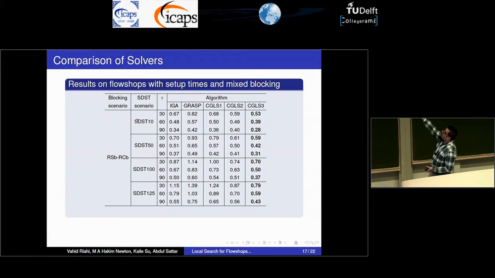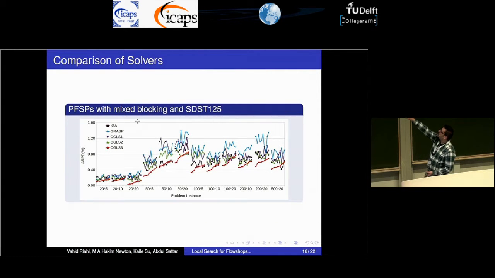In the last row, we have a setup time CDST 125, and a mix of blocking RSP and RCB, when our timeout is pi is 90. For this one, you can see the instances one by one, and the red one is our CGLS3, which can be seen to obtain better solutions in most of the instances.